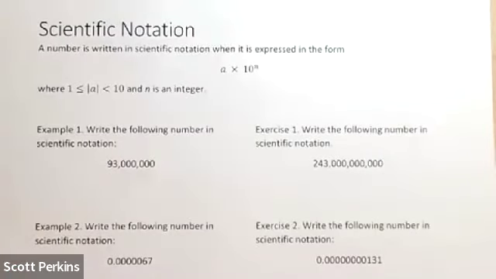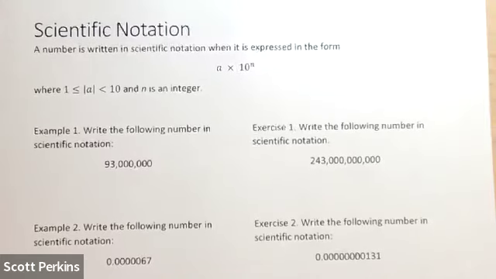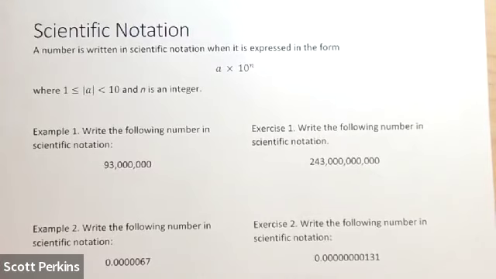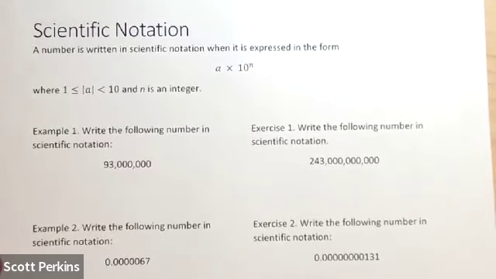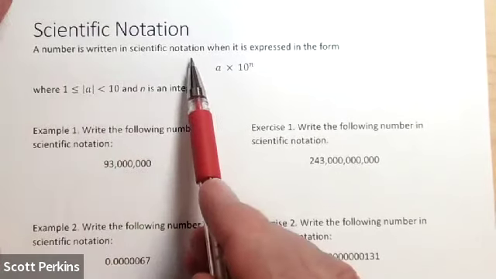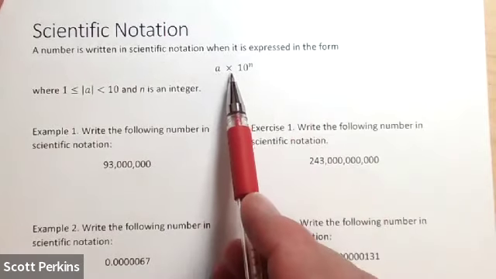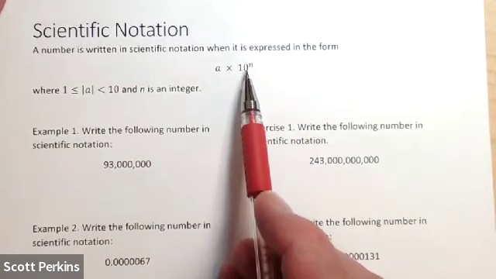Okay, something very practical that we can do and use when we're working with our numbers, especially really large and really small numbers, is this tool called scientific notation. A number is written in scientific notation when it can be expressed in this form. We've got a number A times its power of 10.